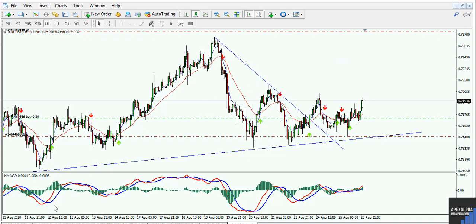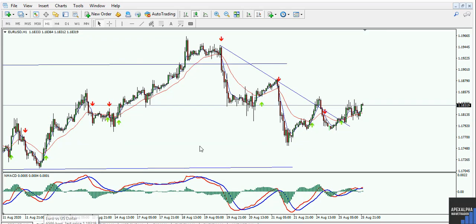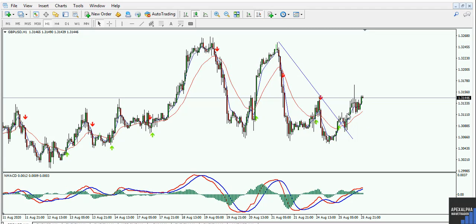Okay, so if we have a look at Euro USD, you see that the same thing is occurring here. GBP USD, same scenario is occurring here. I didn't take trades on these two currency pairs. Now I want to show you guys this currency pair.